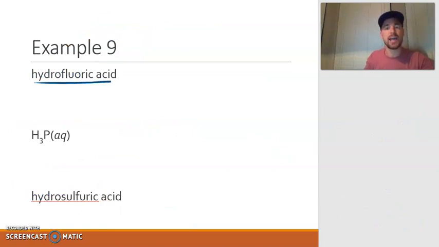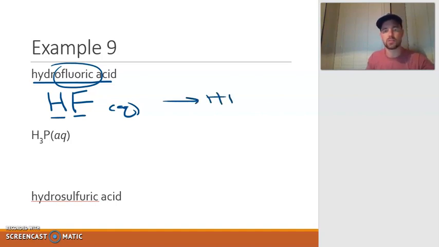Right here, we have hydrofluoric acid. So it's an acid, so it's going to start with hydrogen. It's going to be aqueous. But what's attached? Well, what element sounds like fluoric? That to me sounds like fluorine. Make sure when you're writing the formula, you have enough hydrogens to balance out the anion. If fluorine's -1 and hydrogen's +1, then it makes sense we only need one of each, HF. So HF aqueous will be our answer.